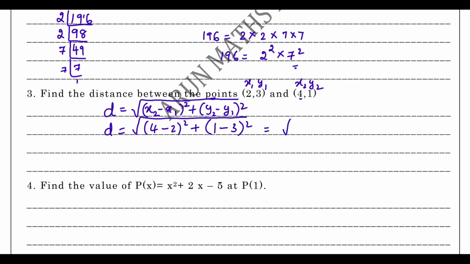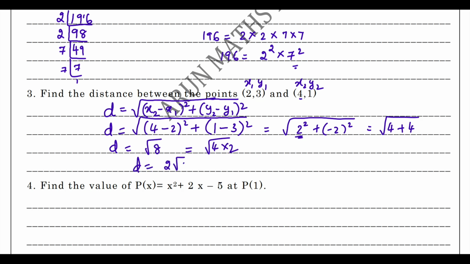What we get is square root of 4 minus 2 is 2 square. Now 1 minus 3 is minus 2 square. Now what do you get? 2 square is 4 plus minus 2 square is 4. Now 4 plus 4 is 8. Now 8 can be written as what? 4 into 2. Now d equals square root of 4 is 2, root 2 as it is, units. Therefore d equals 2 root 2 units. The distance between the points 2, 3 and 4, 1 is 2 root 2 units.